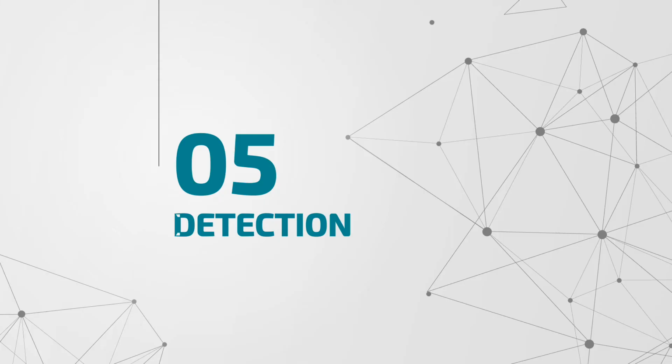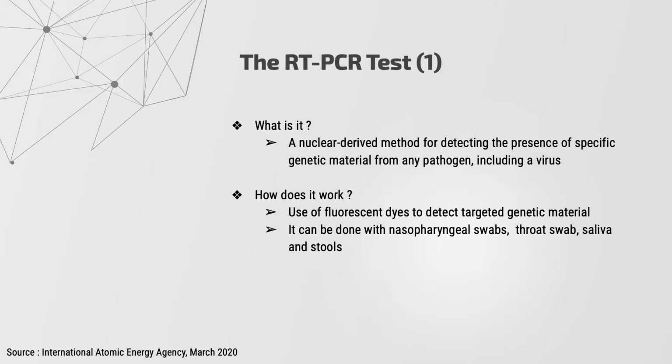Okay, so next I'm going to talk about the way of detecting COVID-19, and the first one is the RT-PCR test. Okay, so first of all, what is it? It's a nucleic-acid-derived method for detecting the presence of specific genetic material from any pathogen, including a virus. And how does it work? It uses fluorescent dyes to detect targeted genetic materials, and it can be done with three types of samples, which are nasopharyngeal swabs, throat swabs, and saliva and stools.